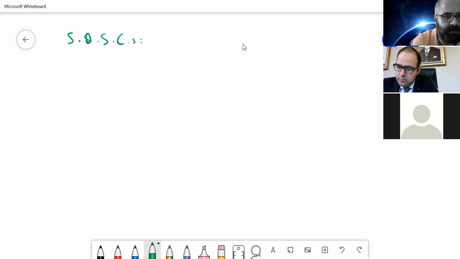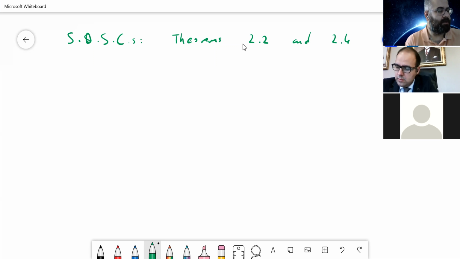Second order sufficient conditions. Now, for this, we're going to have two theorems. They're directly from your book. Theorem 2.2 and theorem 2.4. Okay? This year, since it is recorded, I am much more careful in citing the resources. So these are from Takayama's text.